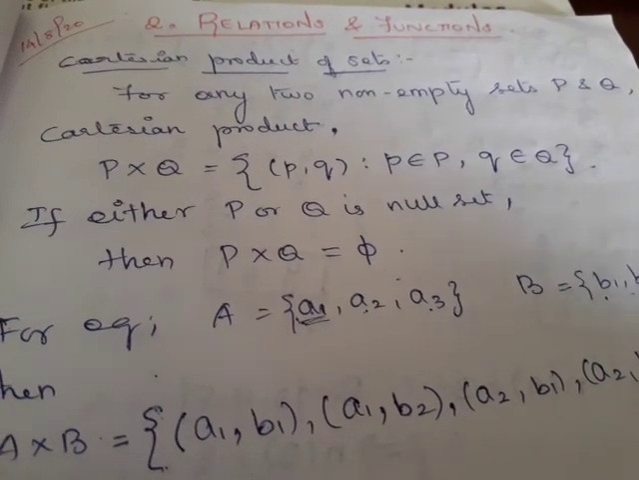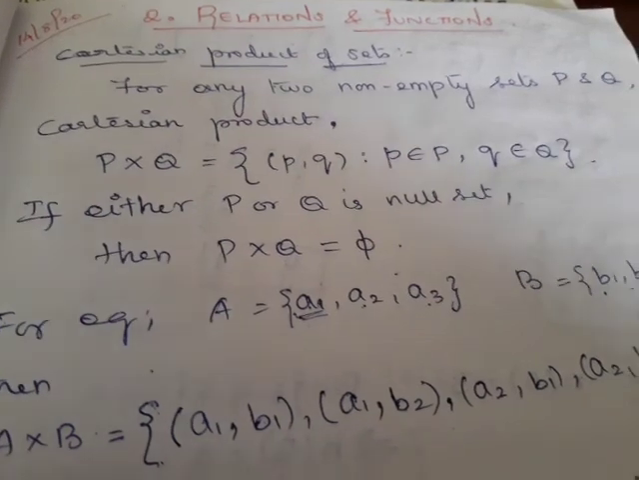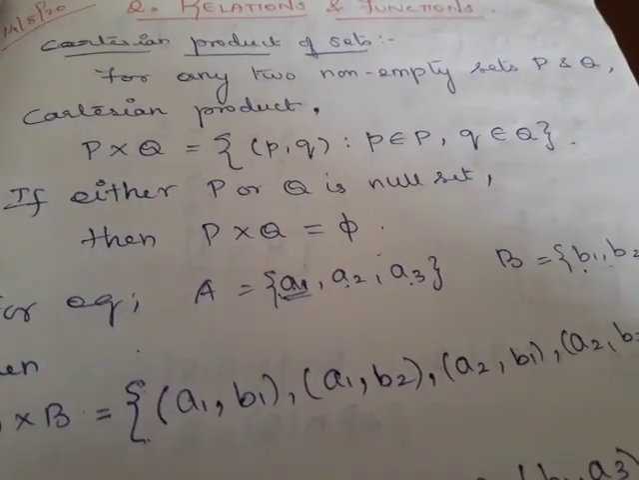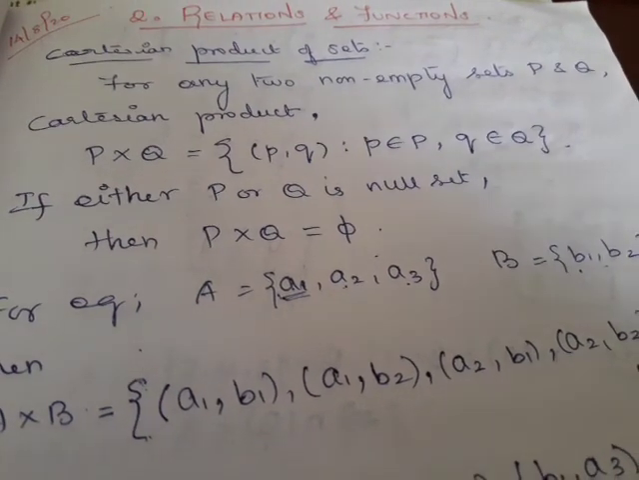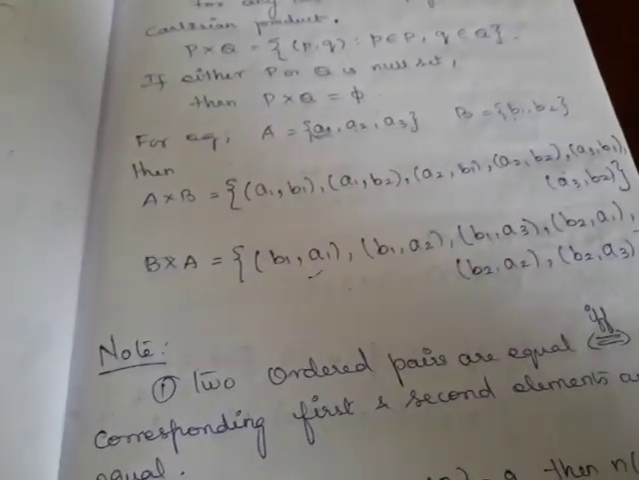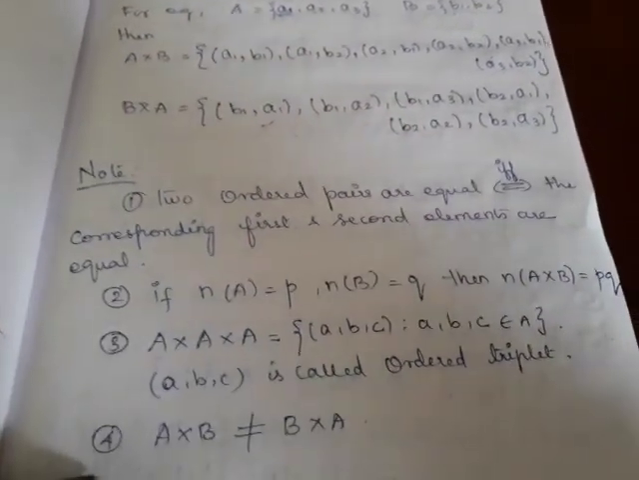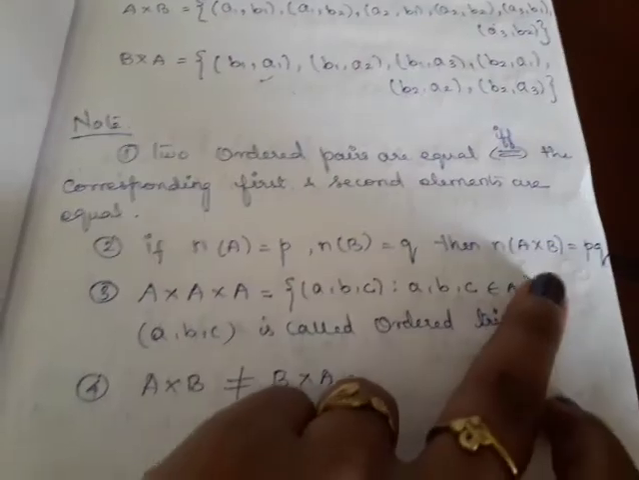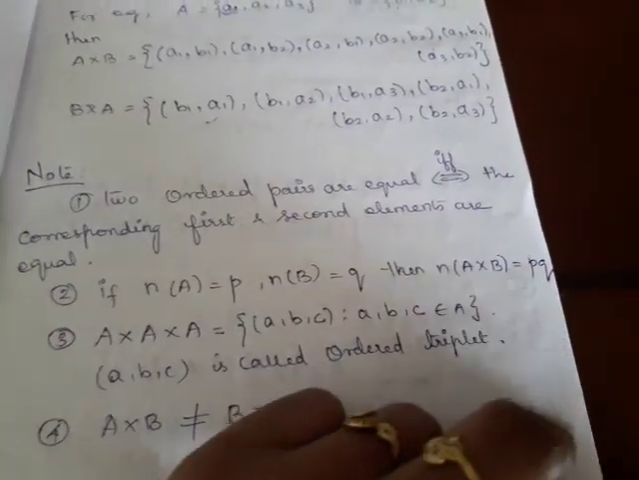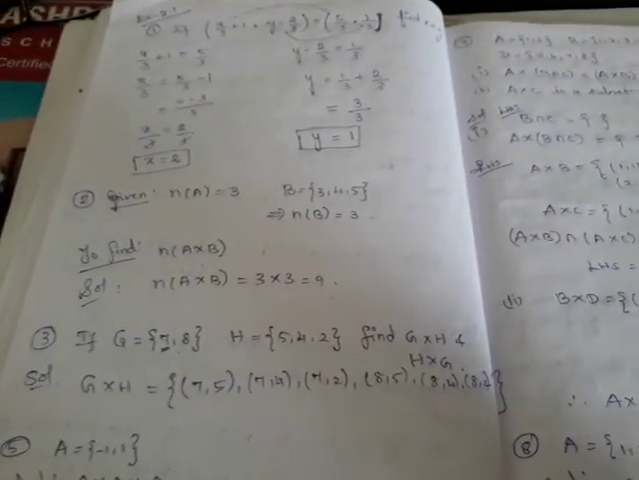So to start with, we have learnt what is meant by Cartesian product of two sets, right? Cartesian product of sets, which is nothing but the set of all ordered pairs. Then we learned how we can express the Cartesian product and what is n of A cross B. If n of A is p and n of B is q, n of A cross B is pq. And after Cartesian product, we have solved a few problems and then we learned what is meant by relation.